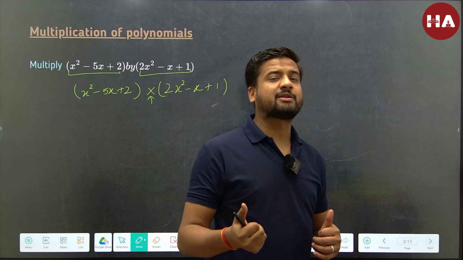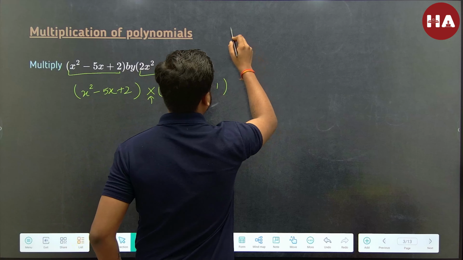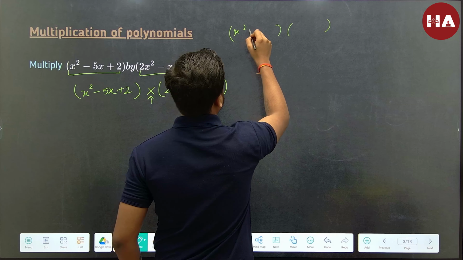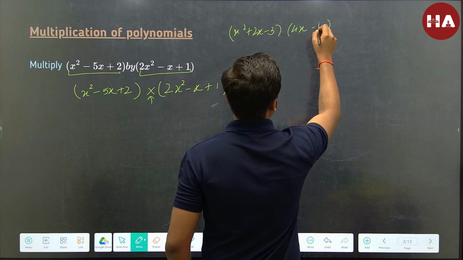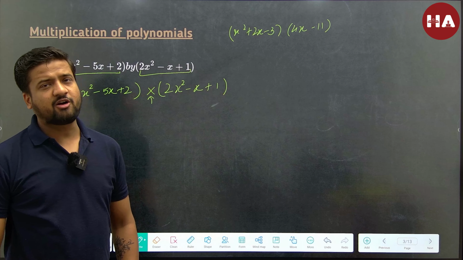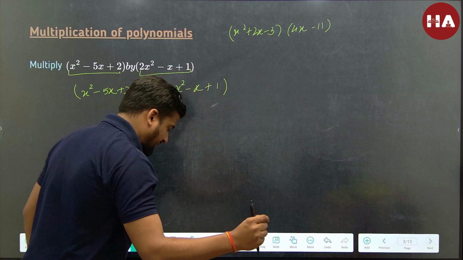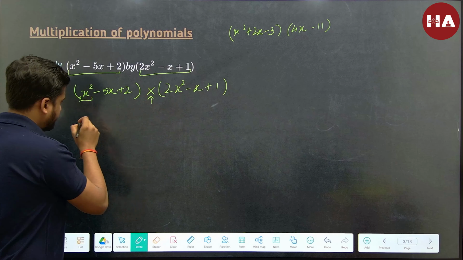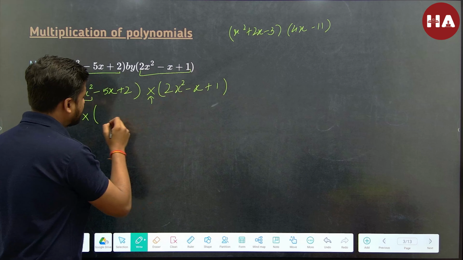Now, you need to remember one thing: it's not necessary that you will be given a question in which there is a multiplication sign. Might be you will be getting a question something like this, x square plus 2x minus 3 and 4x minus 11. Even this is an example of multiplication of two polynomials. Now what we'll do is pick the first term from the first bracket, x square, and multiply it with the entire second bracket.